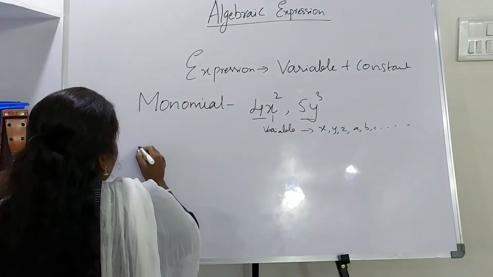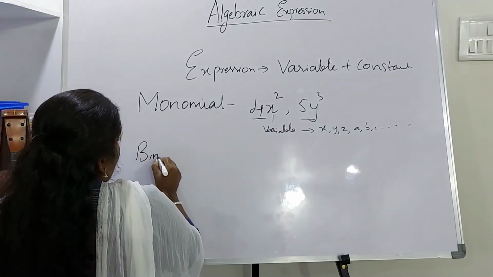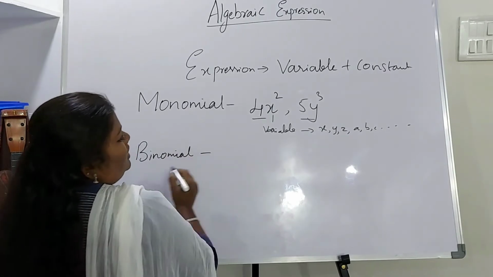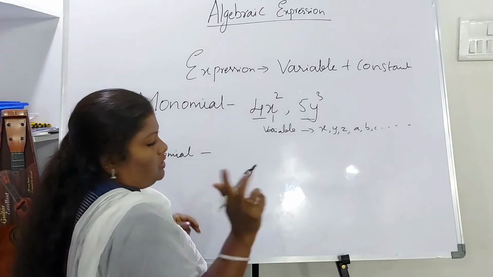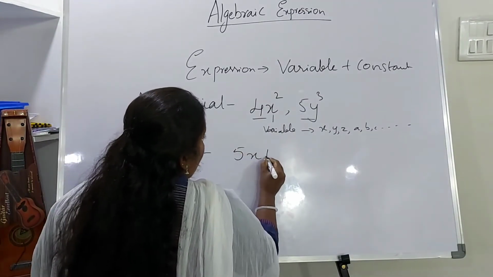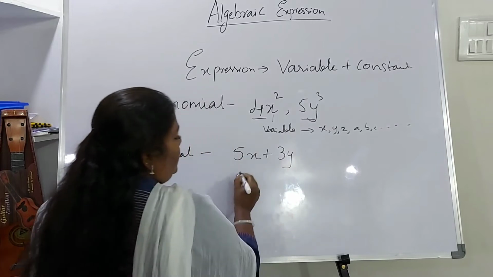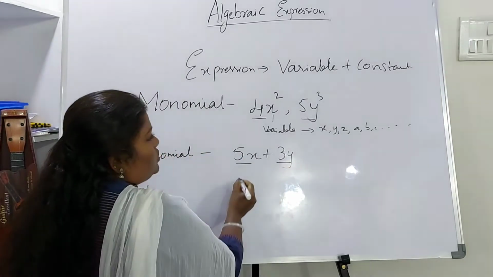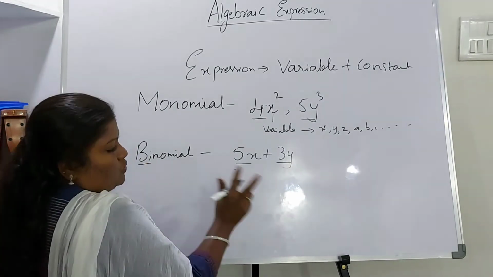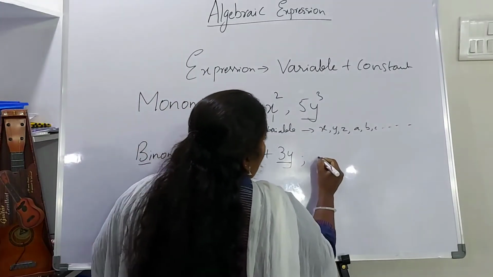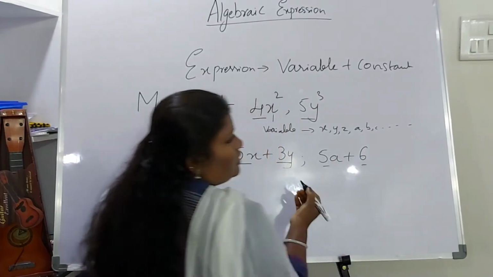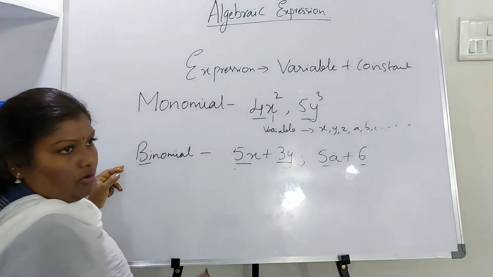So next is binomial. Now binomial is an expression which has two terms. For instance, 5x plus 3y. Here you have two terms. So it is called a binomial. Bi in the sense two. So 5a plus 6, this is also called binomial.